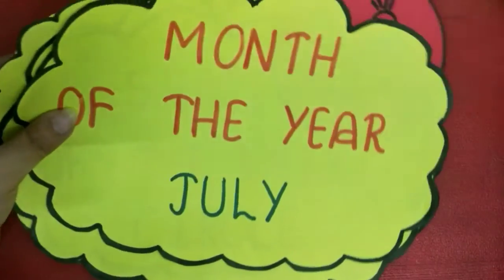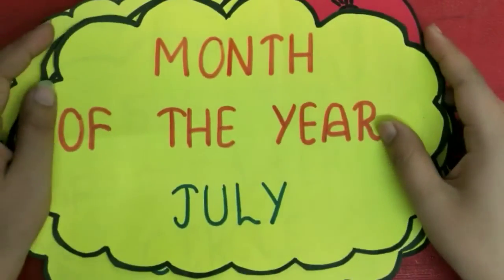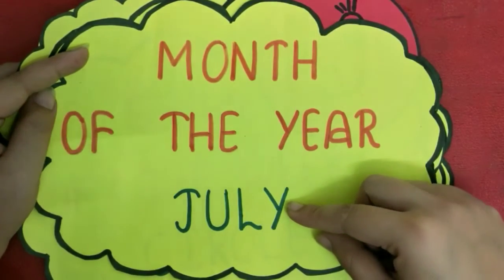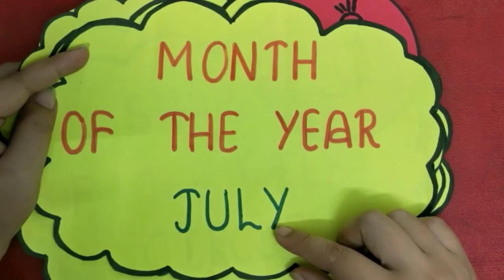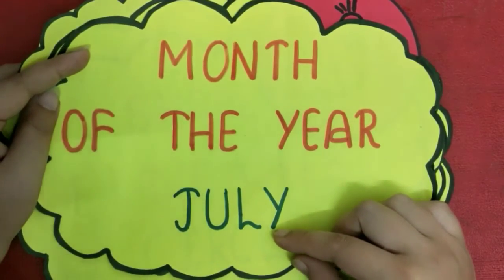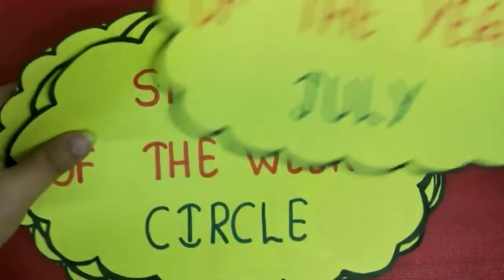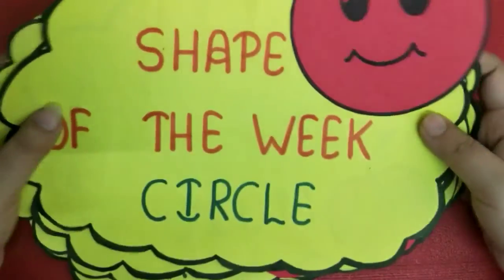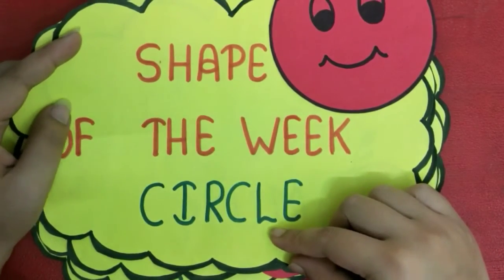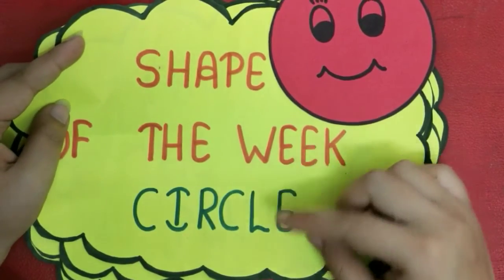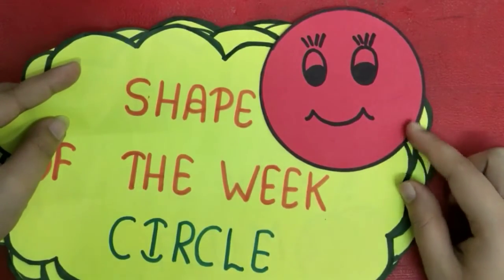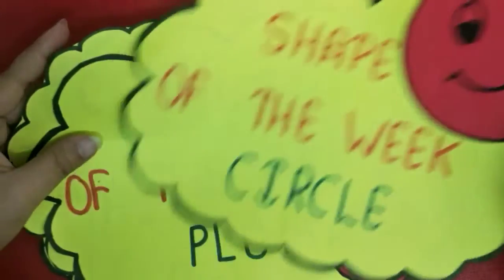Very good. Now month of the year. So month of the year is July. Which month is going on? July. Very well done. Let's revise. Shape of the week is circle. Which shape is this? Very well done, circle.